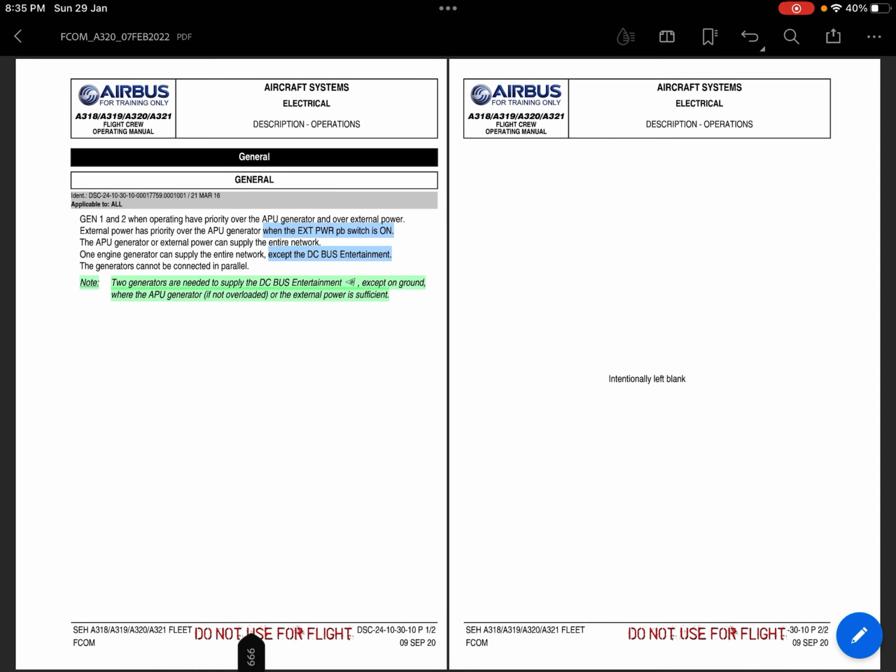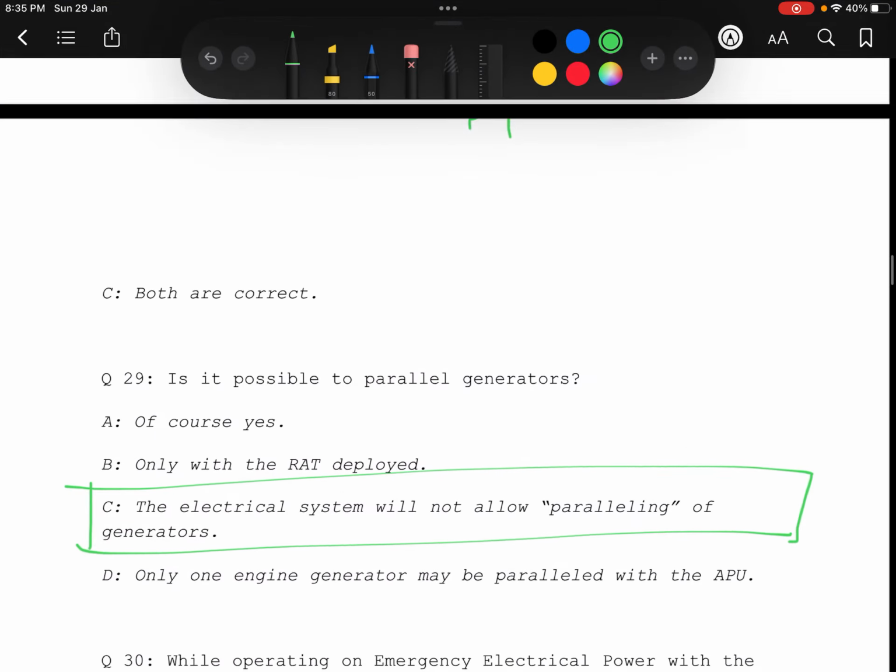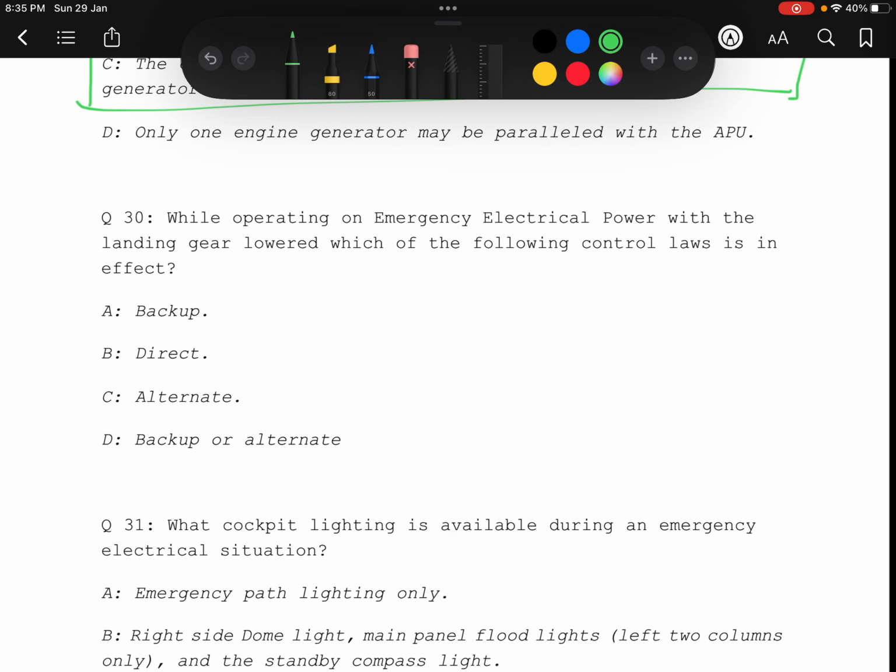So moving forward, moving to the next question. While operating on emergency electrical power with the landing gear lowered, there is no point of this landing gear lowered. We are okay, right? This is something, another question. While operating on the emergency electrical configuration, first of all you will be on the alternate, and then you will go to the direct mode. Whenever you lower the landing gears, you will go to the direct law, right?